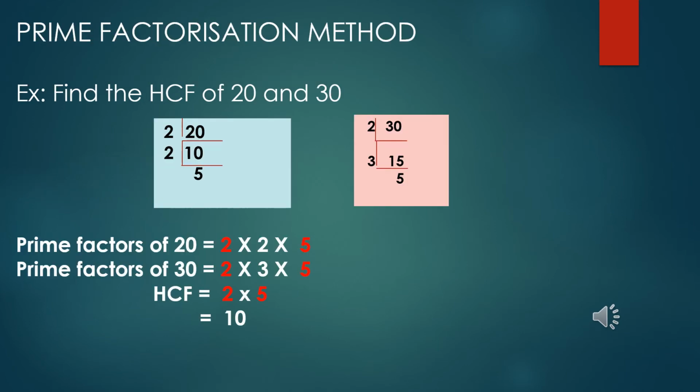Next, we can consider the prime factorization method to find the HCF of two numbers. Let us consider this example. Find the HCF of 20 and 30. First, we have to find out all the prime factors of 20 and 30. Prime factors of 20 are 2 × 2 × 5 and prime factors of 30 are 2 × 3 × 5. Then we want to find out the common factors of 20 and 30. That is 2 and 5. The product of the common prime factors gives the HCF. HCF of 20 and 30 is equal to 10.